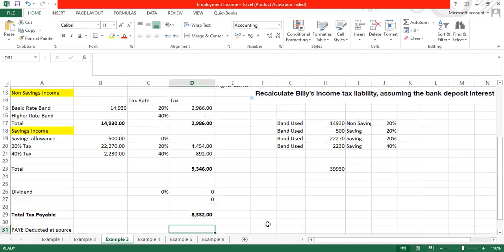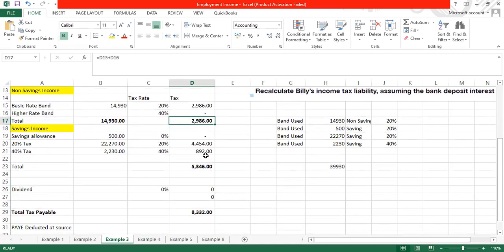So the tax on this amount is 892. We need to add this figure from non-savings and from savings. The total tax to pay is 8,832.